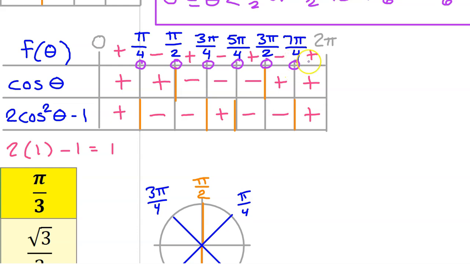But what about the endpoints? Well, the endpoints are to be included. These are not critical values, so these will be closed circles indeed.